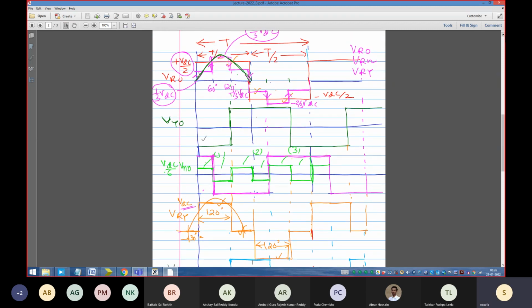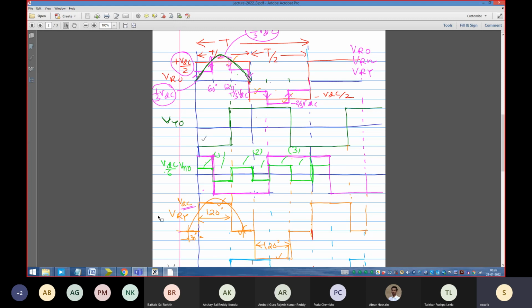Where is the line to line voltage? This is the line to line voltage. This one is the line to line voltage. Now you had VRY. Look at VRY. That is the line to line voltage. What do you observe? In fact, I have drawn an equivalent sine wave there. So can you observe one thing?